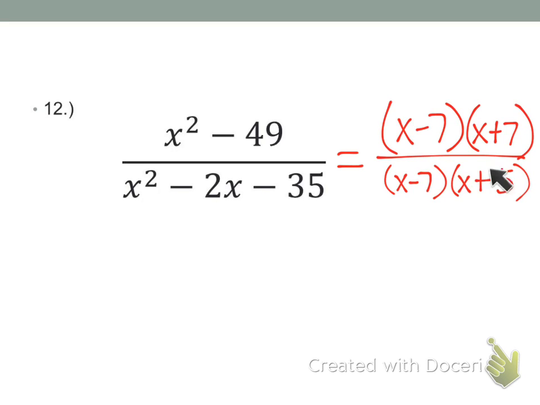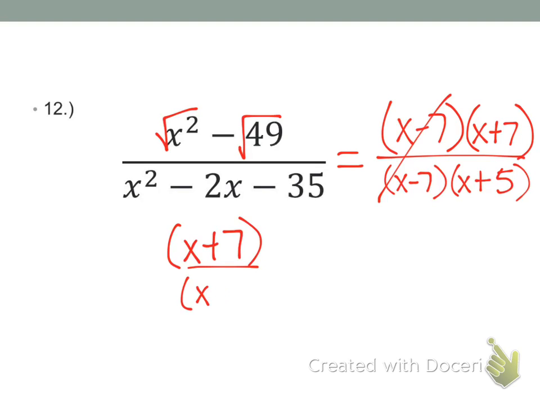Are we okay with our factoring part? Keon? And the denominator? And the numerator, we had to use our square roots. So one of them gets a plus, one of them gets a minus. All right, what can happen now? Simplify to x plus 7. Good, our x minus 7s can cancel each other out. We're left with x plus 7 over x plus 5.